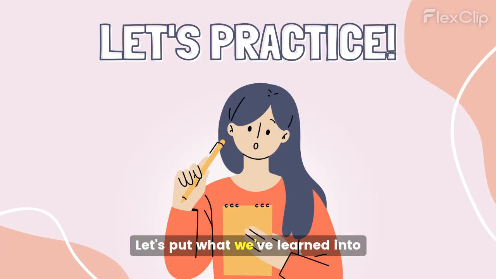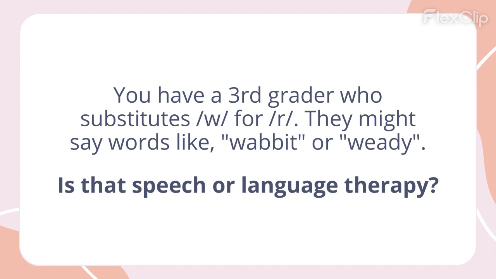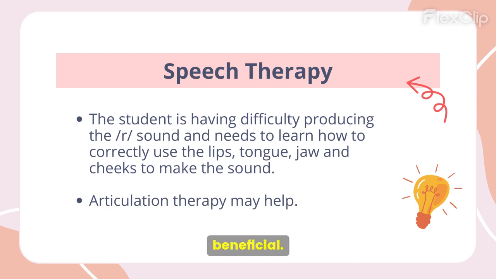Let's put what we've learned into practice. Here's our first scenario. A third grader substitutes the w sound for their r sound, saying wabbit instead of rabbit. Is this a case for speech or language therapy? This is speech therapy. The student needs help producing their r sound correctly, involving the proper use of lips, tongue, jaw, and cheeks. Articulation therapy can be very beneficial.